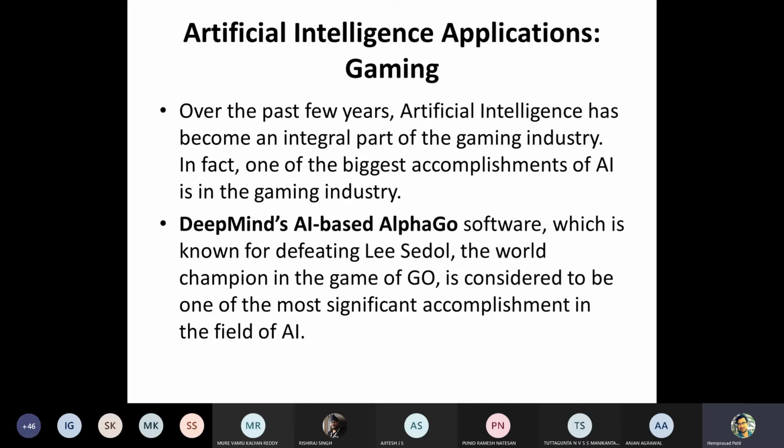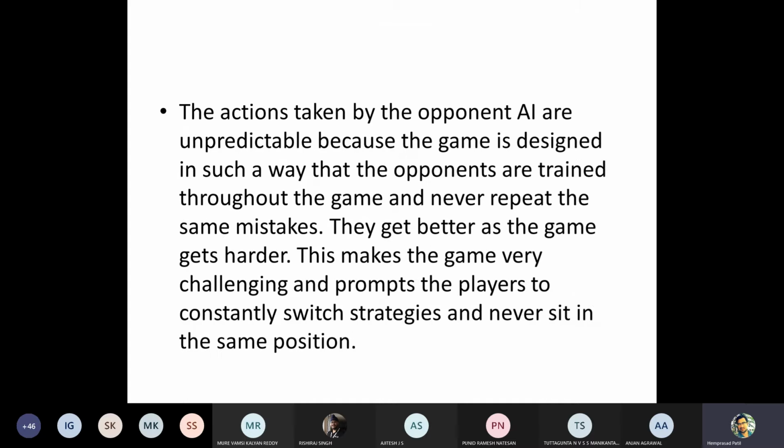or AI-based agent. The actions taken by the opponent AI are unpredictable because the game is designed in such a way that opponents are trained throughout the game and never repeat the same mistake. So this is really important. These agents never repeat the same mistake. They learn from the mistakes.